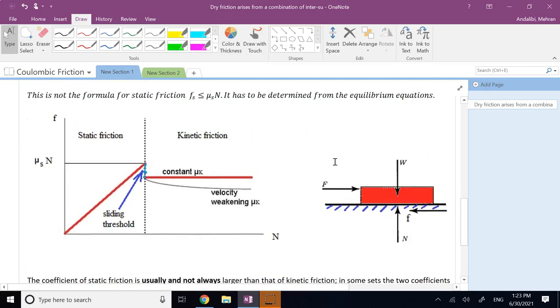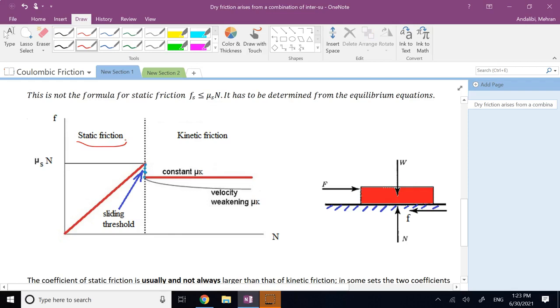Here is the experiment we do. We have a box on a surface. It has the weight, it has a normal force, and we try to push it to the right, so friction is going to be to the left. If the force pushing the object is not large and the object is quite heavy, or the surfaces are rough, initially with a small amount of force you probably cannot push the object at all, and so the object does not move. As long as the sliding velocity is zero and it does not move, we call it static friction.